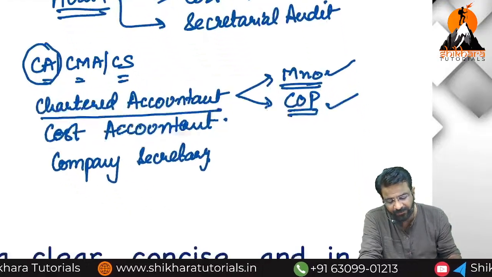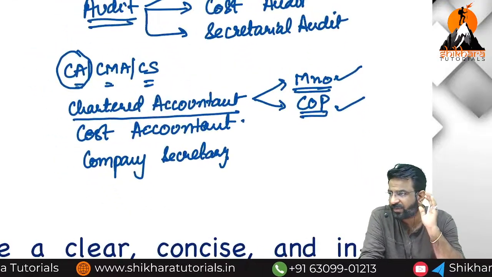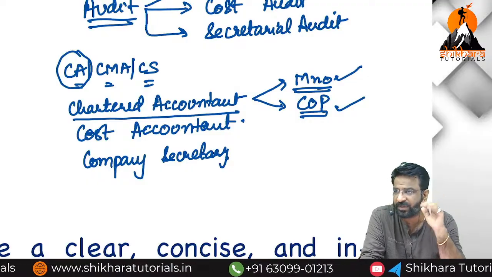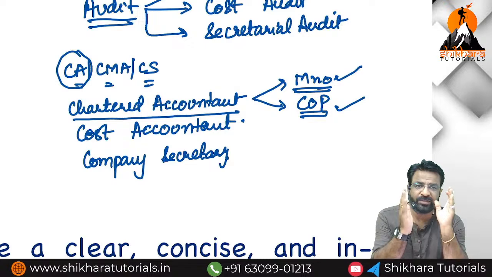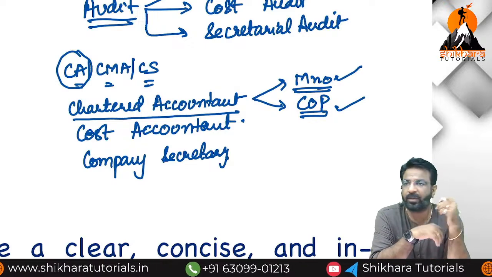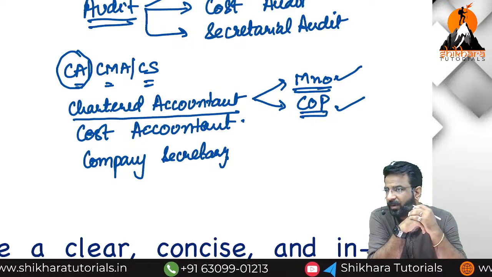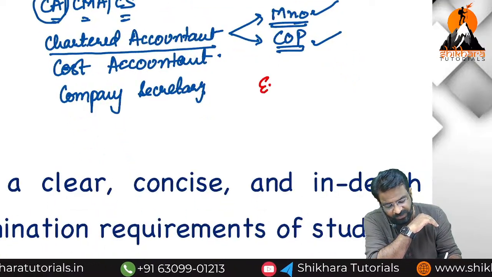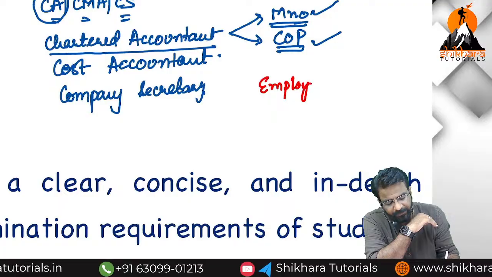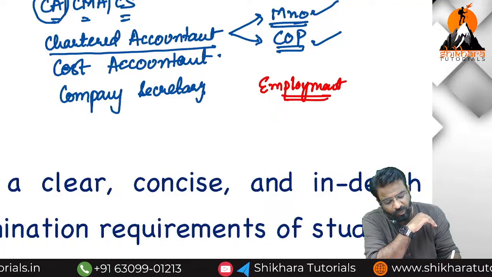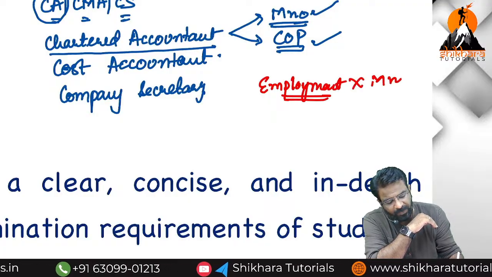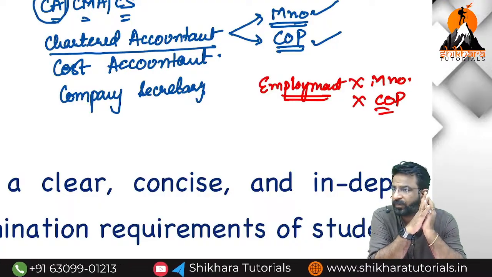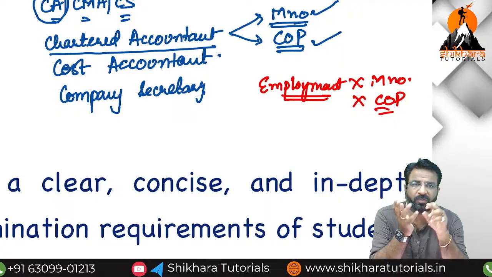Now let me tell you one thing. What do you mean by that? Once you get qualified with your CA final exams or CMA final exams or CS final exams, you go to your institute. The institute gives you two options. Either you can come into the employment or you can come into the practice. So if you are choosing to come into employment, you neither need any membership number nor any COP. You don't have to hold any membership number. You don't have to hold any COP.